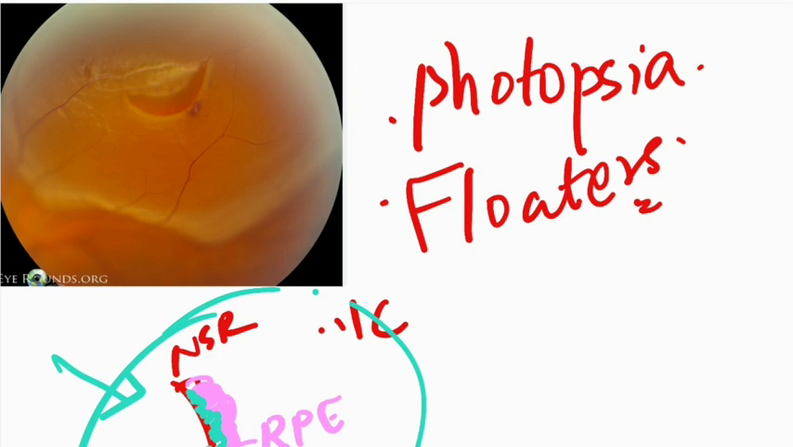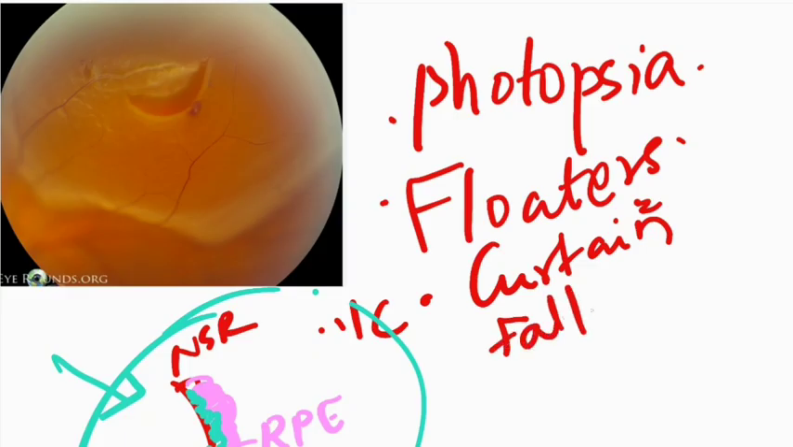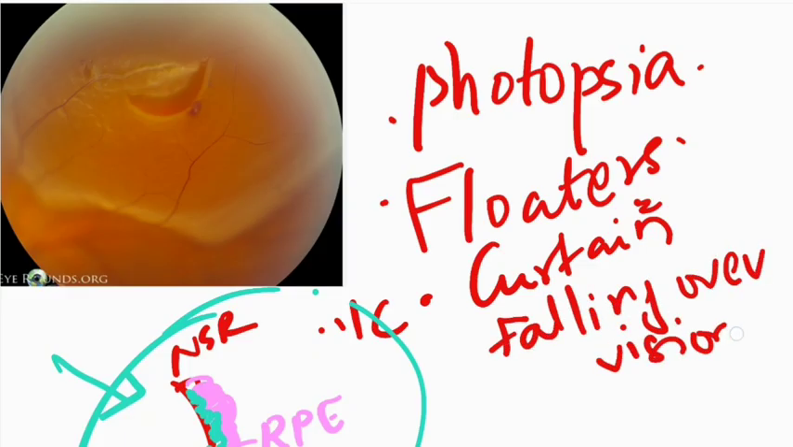So that is floaters. Now, a classic symptom that they're going to tell you is, they are going to come to you and say, Dr. G, I felt like a curtain was falling over my vision, and my vision got lost. That is what the patient is going to come and tell you.